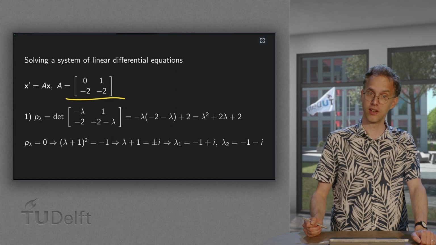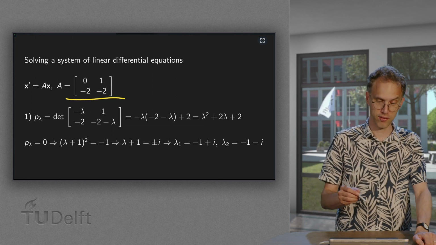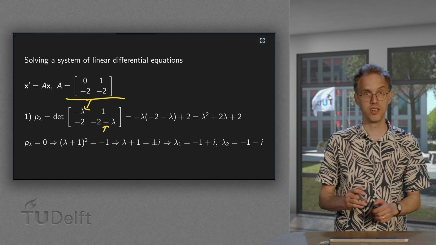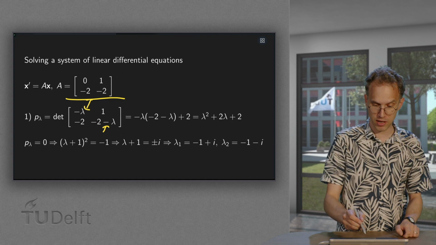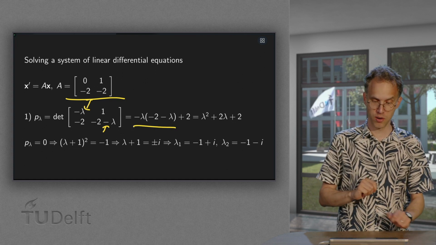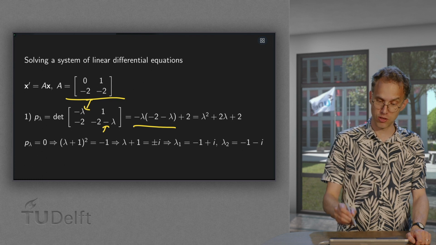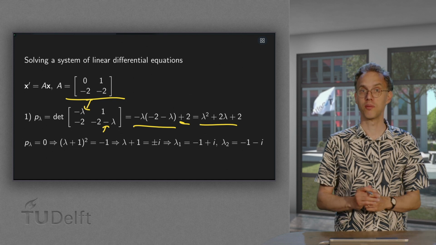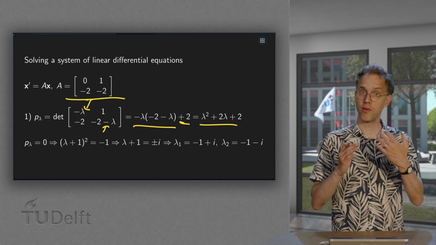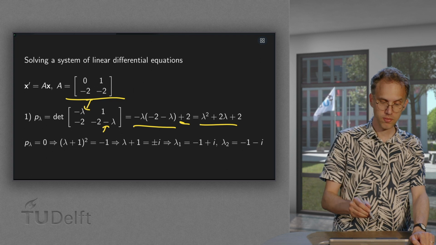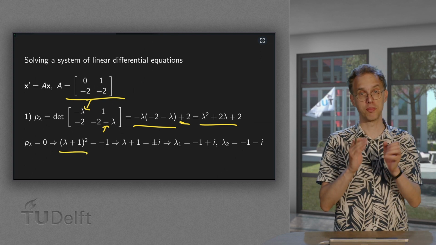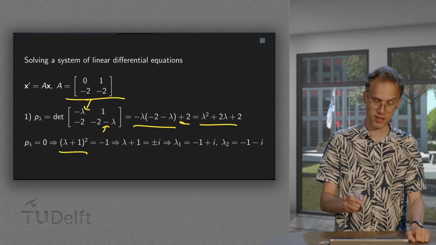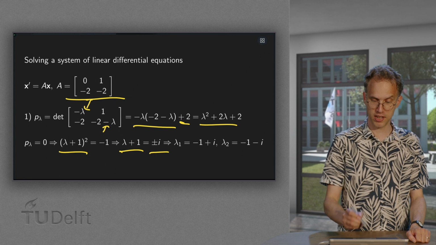So, first we compute p(lambda), we need the eigenvalues. So, subtract the lambdas, compute the determinant, so minus lambda times minus 2 minus lambda, minus 1 times minus 2, so minus minus 2 plus 2, mind the signs, work out the brackets, and we get lambda squared plus 2 lambda plus 1. We have to set p(lambda) equal to 0, so we complete the square, we get (lambda plus 1) squared plus 1 equals 0, or (lambda plus 1) squared equals minus 1, so lambda plus 1 equals plus or minus i.